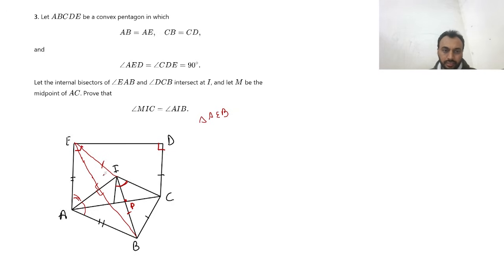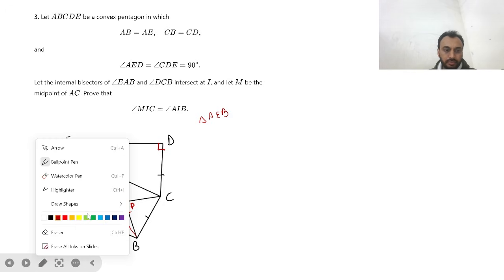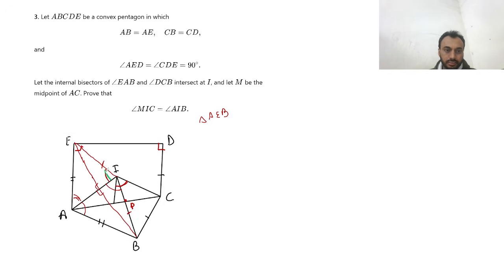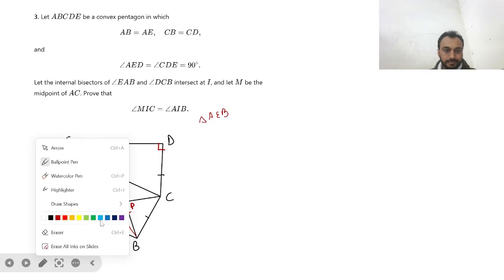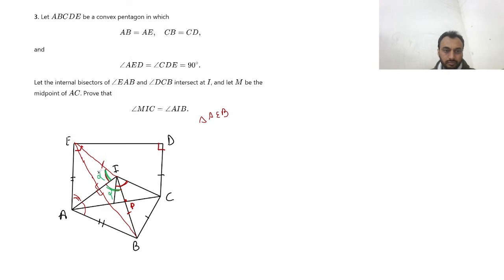And in fact these two angles are equal also. This angle is equal to this. Or I can color it in some other color. Let's say this angle is equal to this, so let's call them alpha and alpha. So I hope this is clear. These two angles should be equal, and also IE is equal to IB.